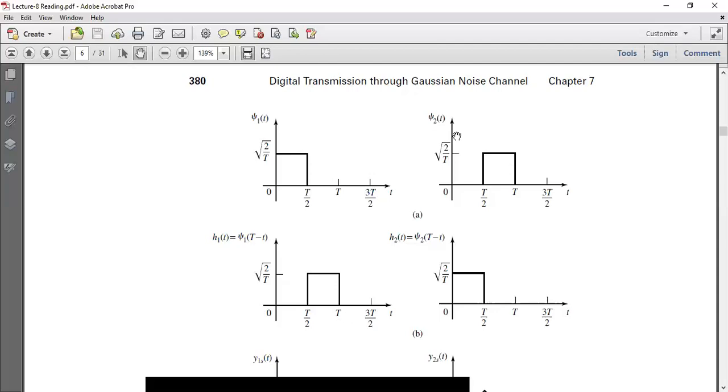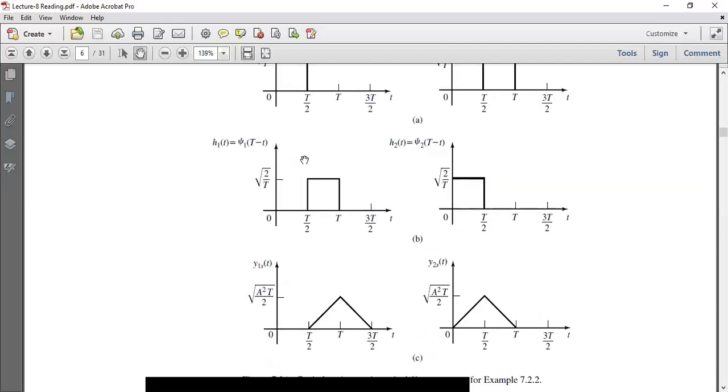Similarly for phi 2 of t. If this is the signal, we first take the time reversal and then push it. So time reversal, it will come over here, 0 to T by 2, and then we push it by T. So the signal will look like this. These are the two matched filter impulse responses, h1 of t and h2 of t. So we are now using two filters there.